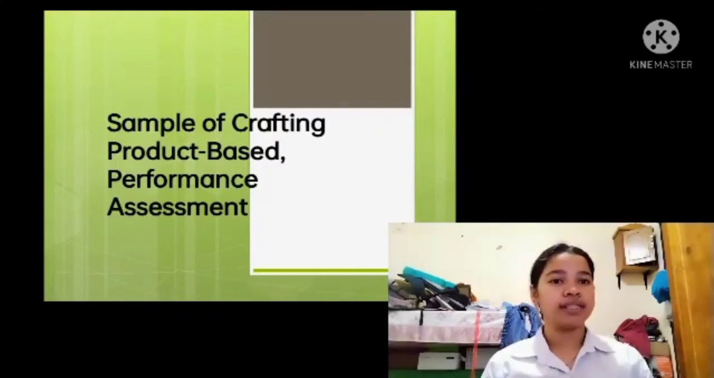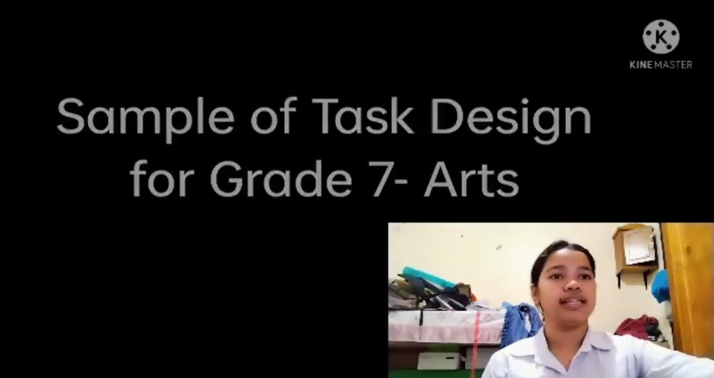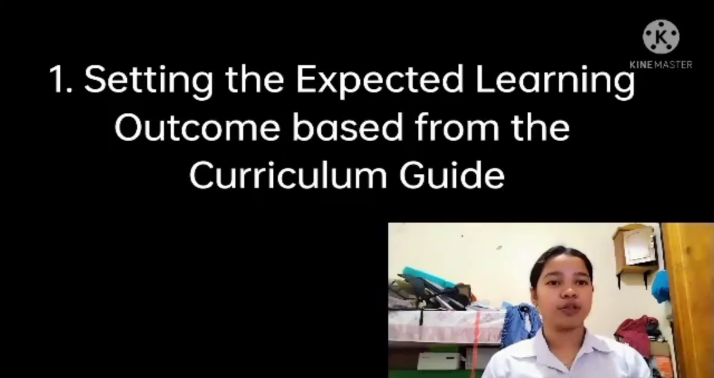Sample of crafting product-based performance assessment. So now, let us look at how we design a task towards performance outcome-based education. Here is a sample of task design for Grade 7 Arts. First is setting the expected learning outcomes based on the curriculum guide. At the end of the fourth quarter, the students can identify the festival and theatrical forms celebrated all over the country throughout the year.